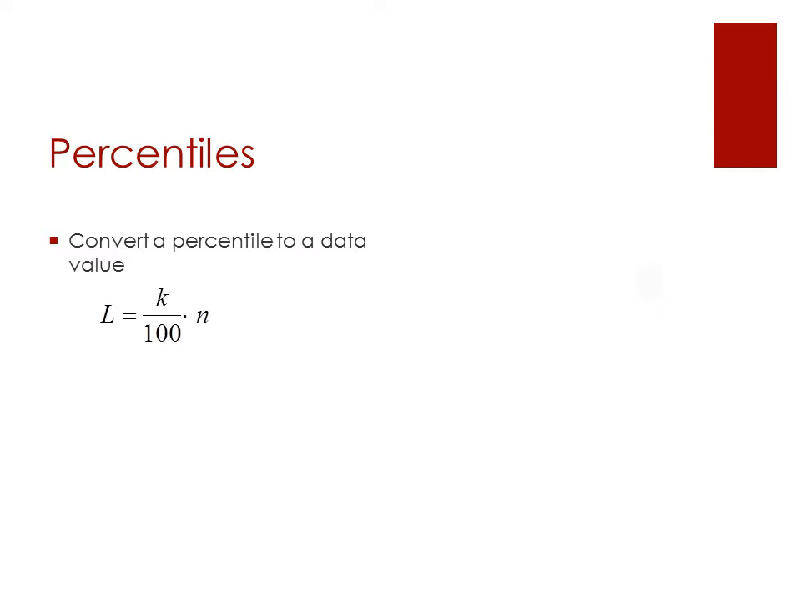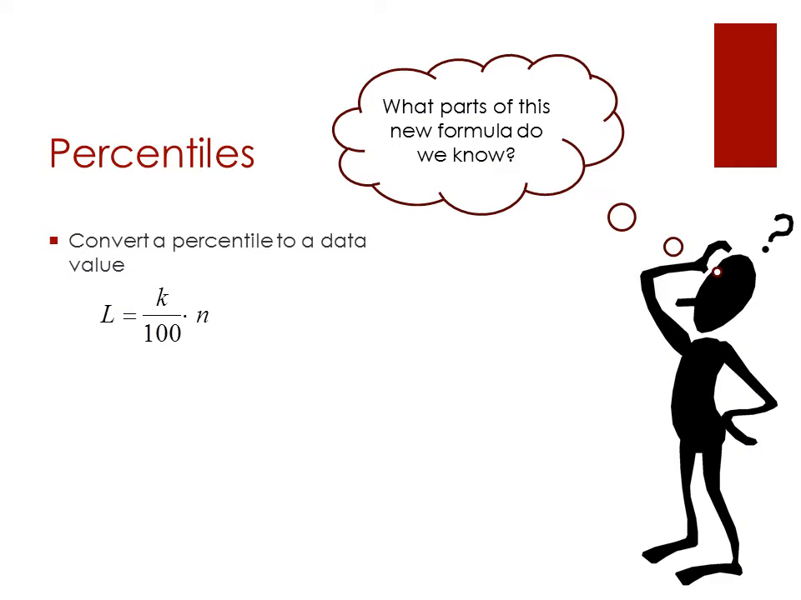All right, the next thing we're going to be looking at is converting a percentile to a data value. To do this, we're going to use the formula here. Let's first start off by identifying the parts of the new formula we do know. We know already that n is the total number of data values. In this particular case with the pulse rate data, we've got 20 data values. So that's going to be our n.